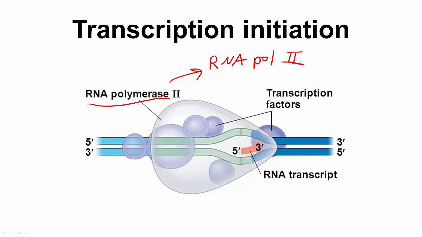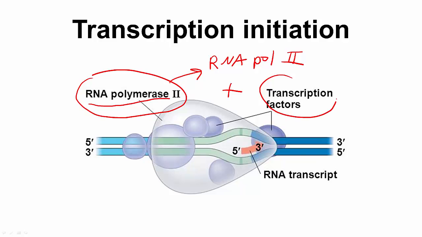The RNA polymerase II is responsible for creating the RNA. And yes, there is an RNA polymerase 1 and 3, but they are not involved in gene transcription. Anyway, this large complex of proteins, which is the RNA polymerase II plus the transcription factors, together are called the transcription pre-initiation complex.